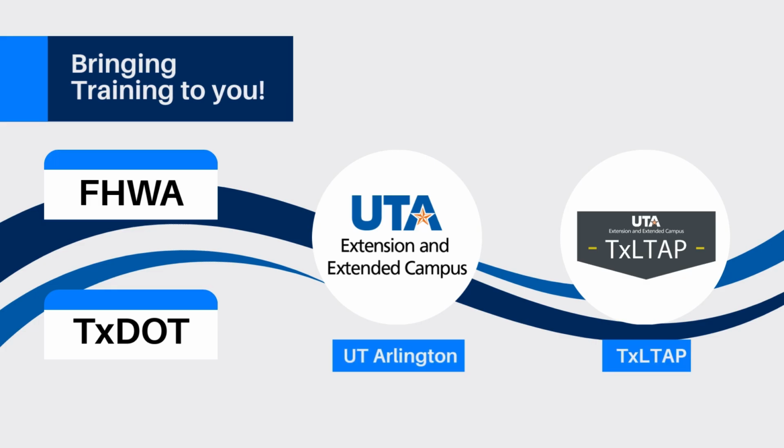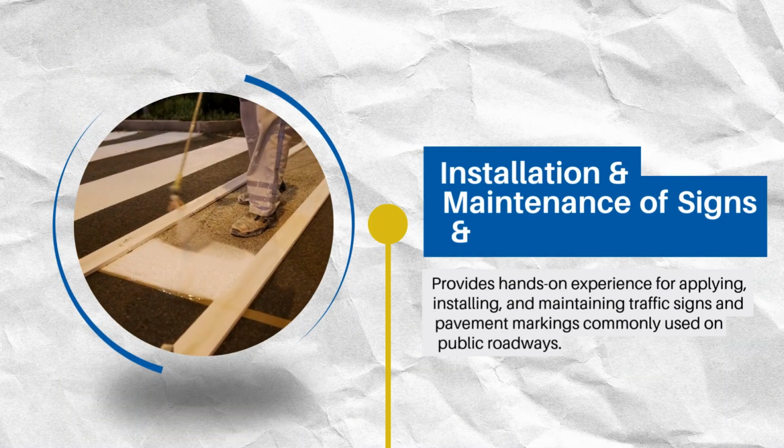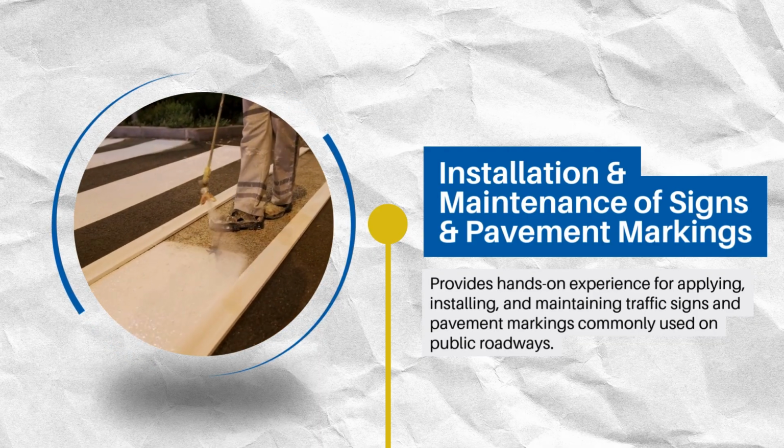In partnership with the Federal Highway Administration, TxLTAP helps Texas cities and counties maintain safe and efficient local road systems through training and technical assistance. Installation and maintenance of signs and pavement markings.